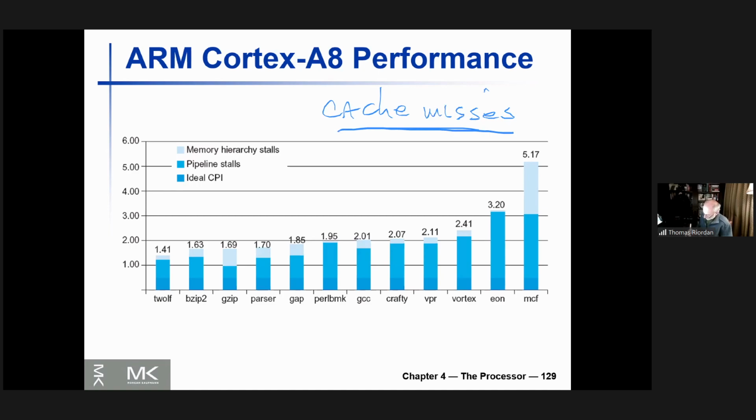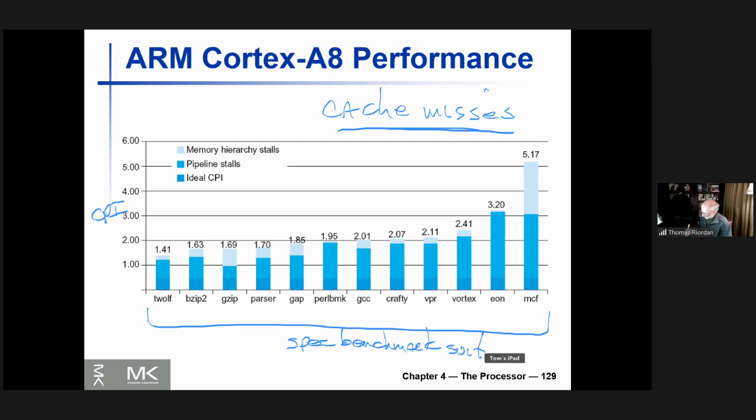And so here on this axis is CPI. And these are all the benchmark names of the SPEC benchmark suite that we've talked about in the past. And let's see, really one of the really interesting programs in here is GCC. That's the GNU C compiler. And you see that program, for example, has an ideal CPI down here, right? That's its ideal CPI on this A8.